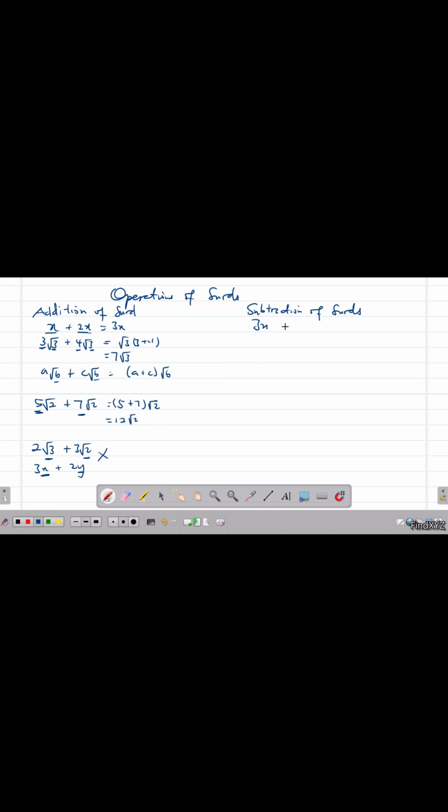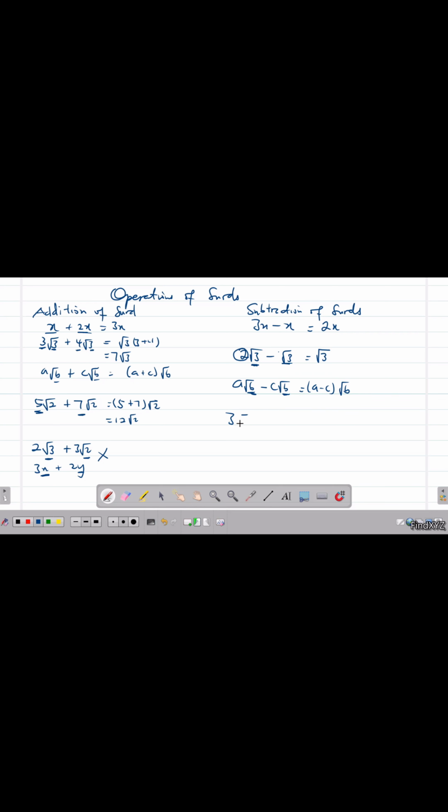Let's do subtraction of surds. If you can do 3x minus x, how many x's are here? 3. How many x's are here? 1. So if you take away 1x from 3x, you get 2x. If you can do this, then clearly if you are given 2 root 3 minus root 3, you ask yourself, how many root 3's? 2 of them. How many root 3's? 1. So if you take one of them from the 2 of them, you get one of them, which is root 3. So similarly, comparing it to the addition, if I have a root b minus c root b, take note, they all must be the same. Then I can write a minus c all under root b.